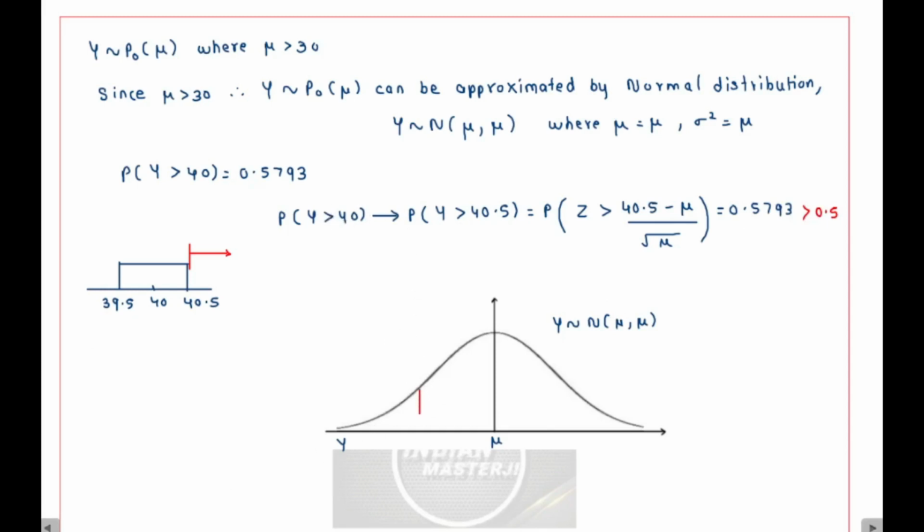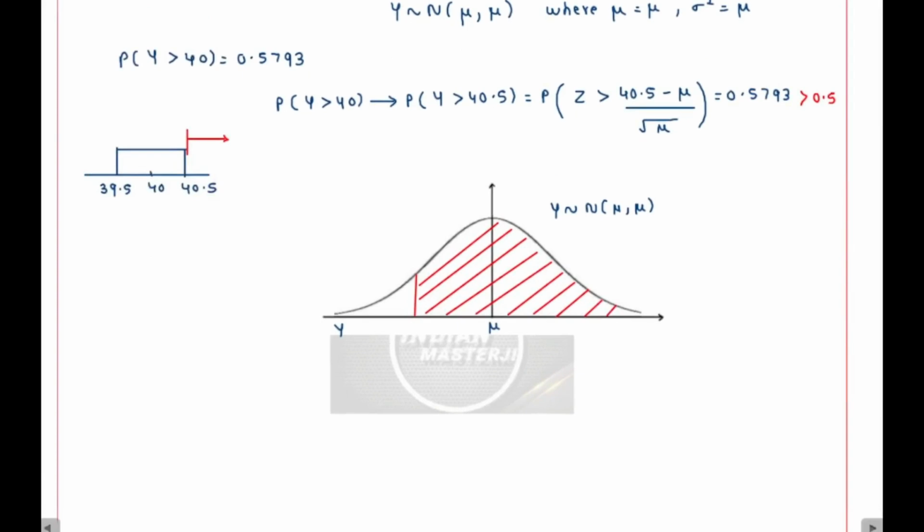So that means my y value basically has to be less than mu, because we are targeting the area which is to the right of that y value. So that means my 40.5 has to be less than the mu value. That's what we are trying to understand here. So this is our 40.5 here, correct?